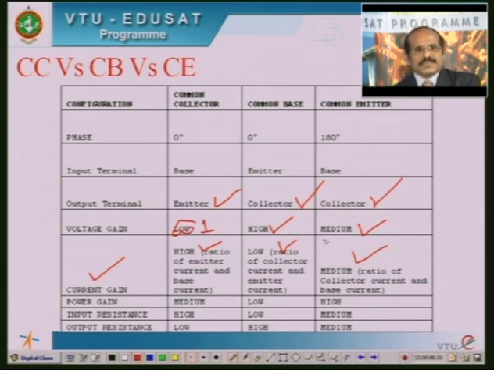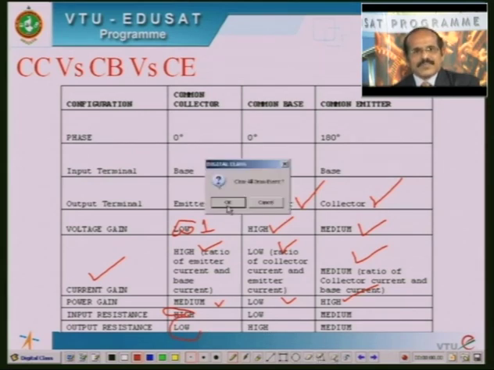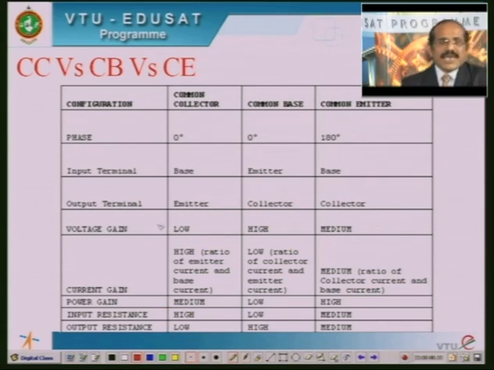So that is the reason. If you compare the power gain, for common collector it is medium, for common base it is low, and it is high in the common emitter. If you compare the input resistance, the input impedance is very high in common collector, and output resistance is very low in the common collector compared to the other configurations here.